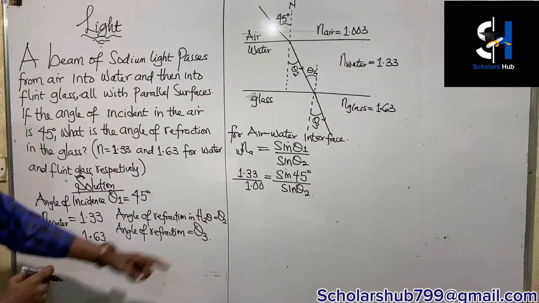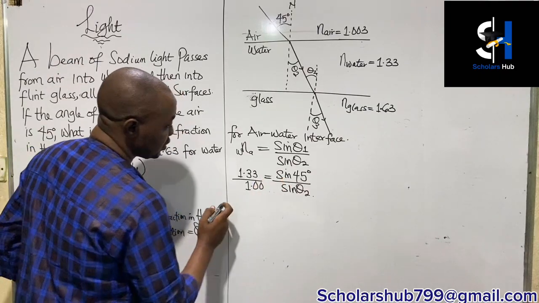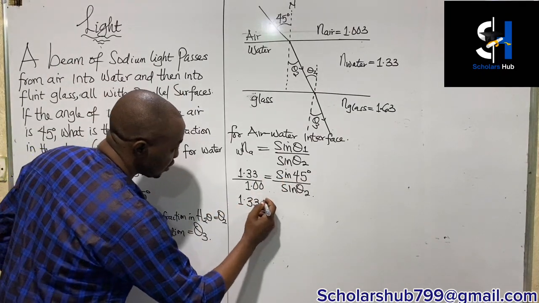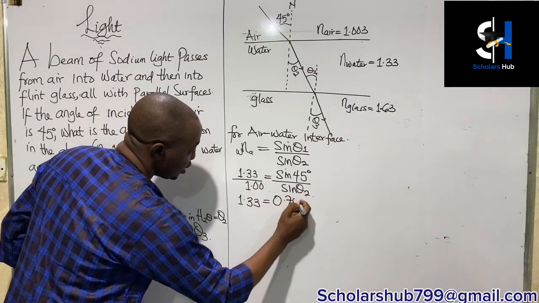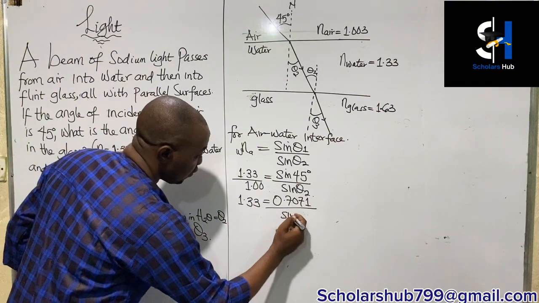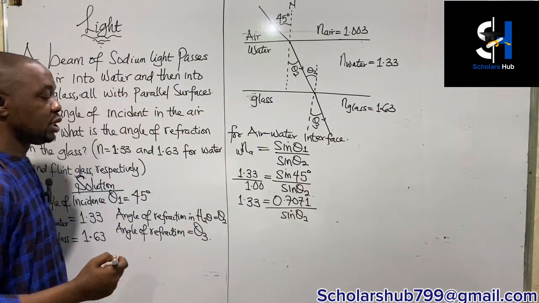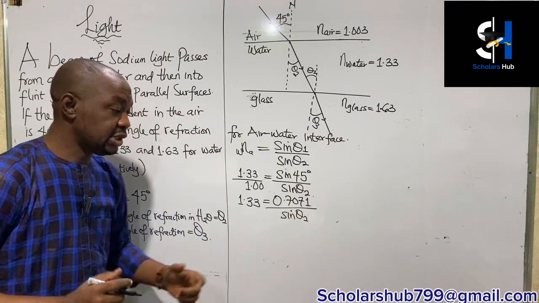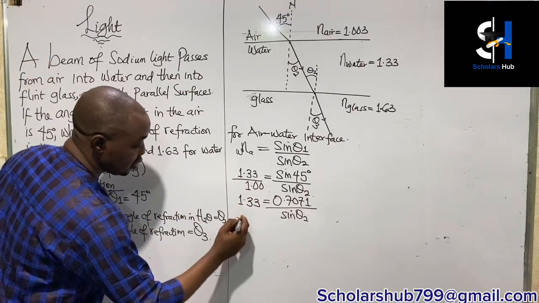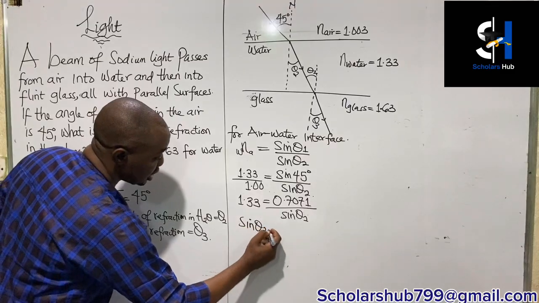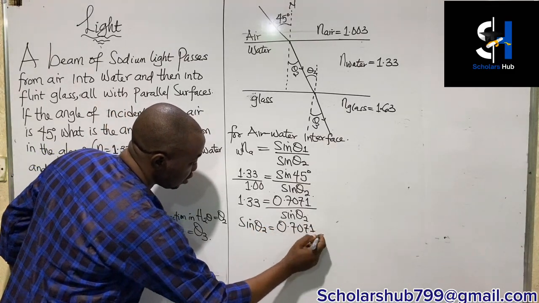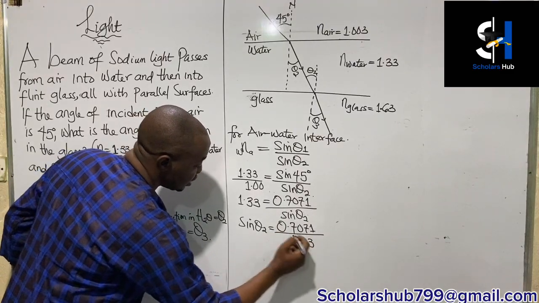Now we know the value of sine 45 degrees, so this will be 1.33 equals 0.7071, which is sine 45 degrees, over sine theta 2. To obtain the value of sine theta 2, let's rearrange this equation so that sine theta 2 is 0.7071 over 1.33.